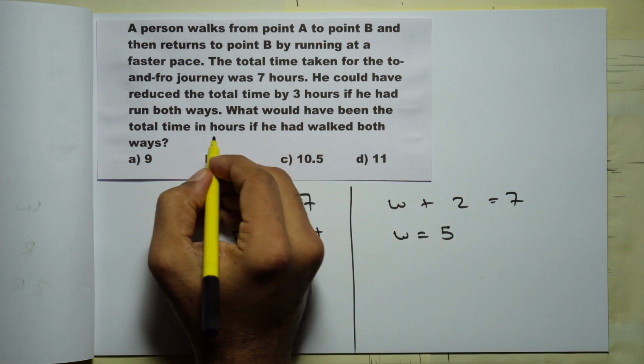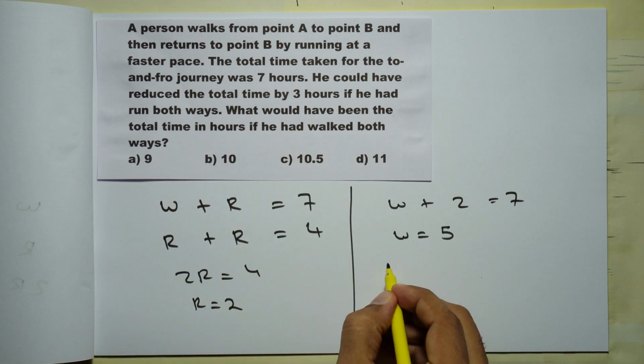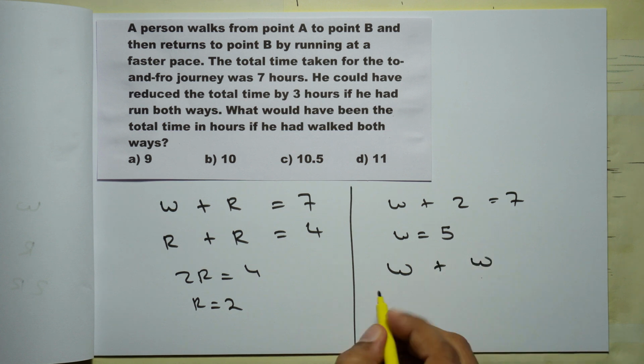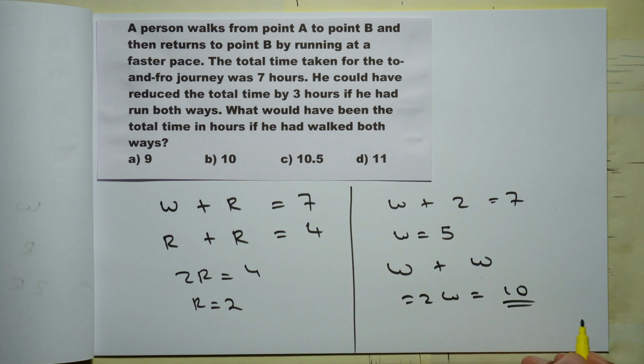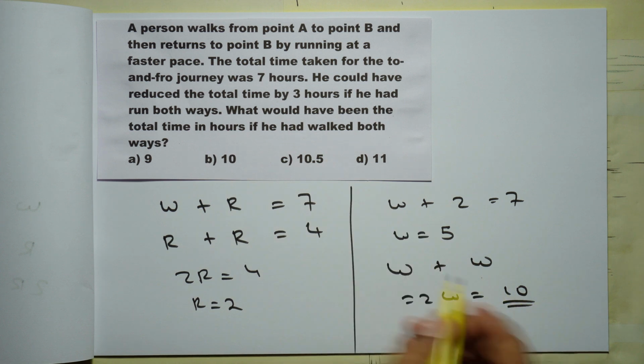What would have been the total time in hours if he had walked both ways? So from A to B he'll take W hours, then for returning also he'll take W hours. So that will be 2W, that is W is 5, so 2 into 5 is 10 hours. So if he had walked both ways he would have taken 10 hours, option B.